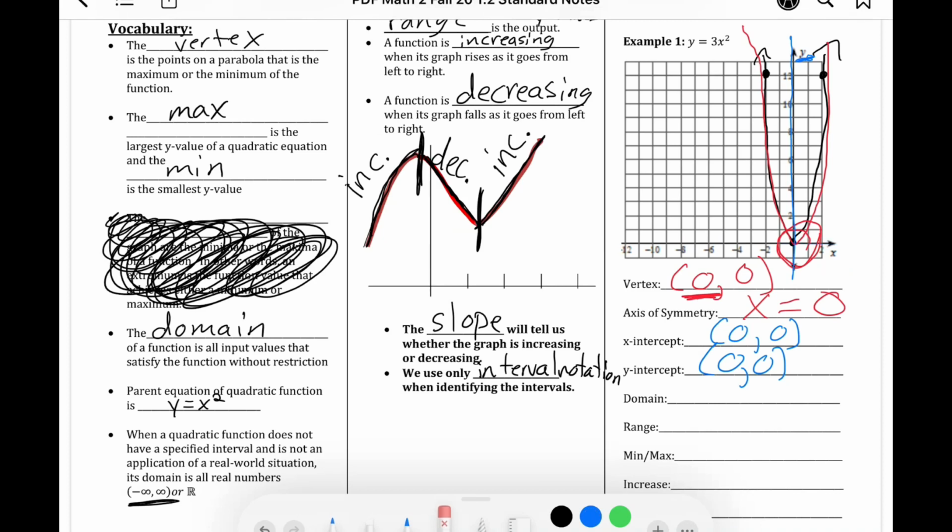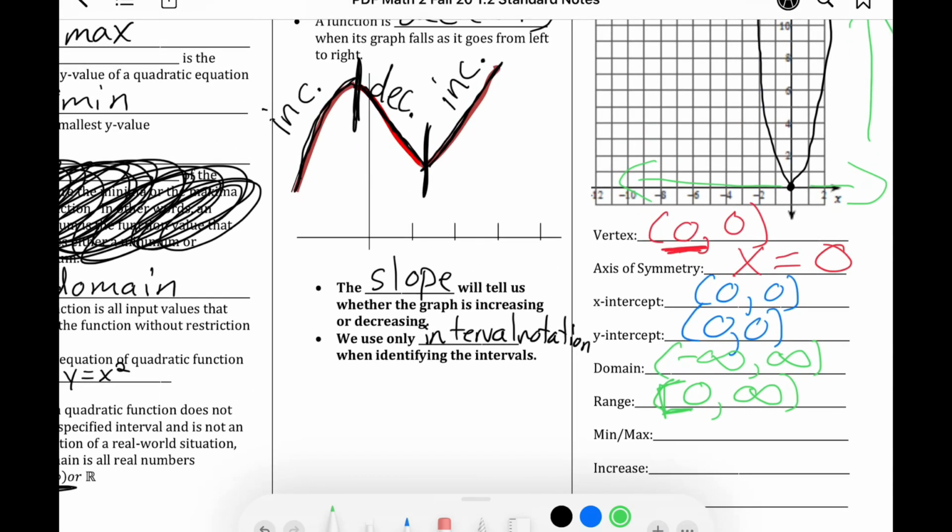So let me erase some of this stuff for us. We don't want the red one anymore. So back to our initial graph. We want our domain. So all x values, well, we're going to keep going all the way to the left, all the way to the right. So our domain is negative infinity to positive infinity. Our range, lowest y value is at 0, and it is included, so we're going to have a little bracket. And we're going to go all the way up forever and ever, so we have positive infinity.